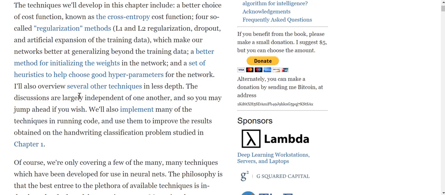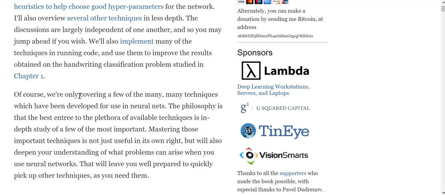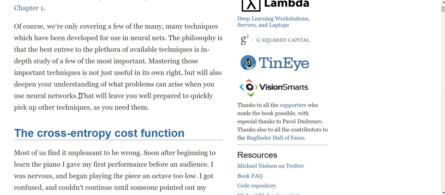We'll also implement many of the techniques in running code and use them to improve the results obtained on the handwriting classification problem studied in chapter 1. Of course, we're only covering a few of the many techniques which have been developed for use in neural nets. The philosophy is that the best entry to the plethora of available techniques is in-depth study of a few of the most important. Mastering those important techniques is not just useful in its own right, but will also deepen your understanding of what problems can arise when you use neural networks. That will leave you well prepared to quickly pick up other techniques as you need them.